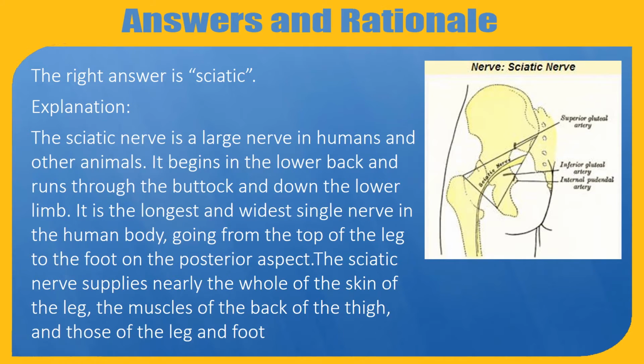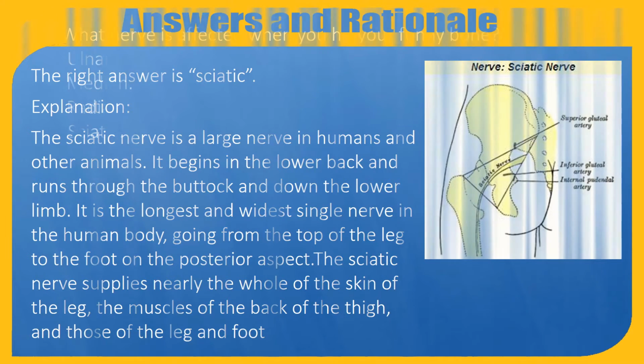Explanation: the sciatic nerve is a large nerve in humans and other animals. It begins in the lower back and runs through the buttock and down the lower limb. It is the longest and widest single nerve in the human body, going from the top of the leg to the foot on the posterior aspect. The sciatic nerve supplies nearly the whole of the skin of the leg, the muscles of the back of the thigh, and those of the leg and foot.